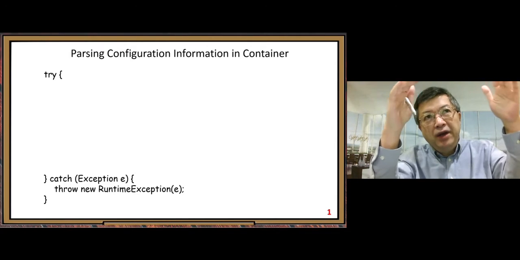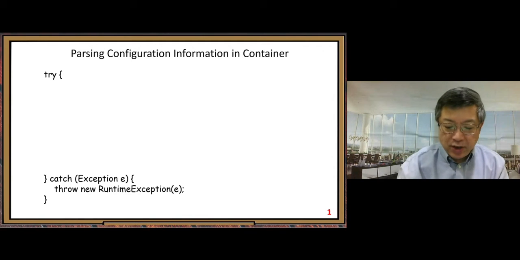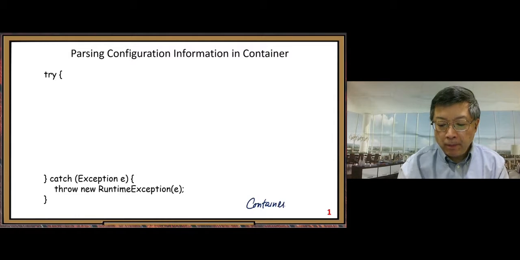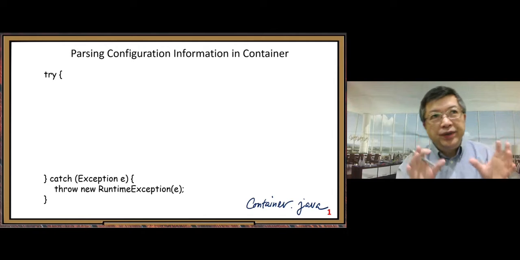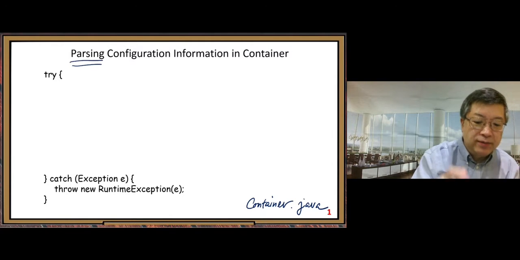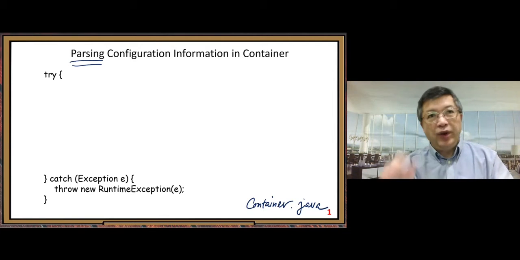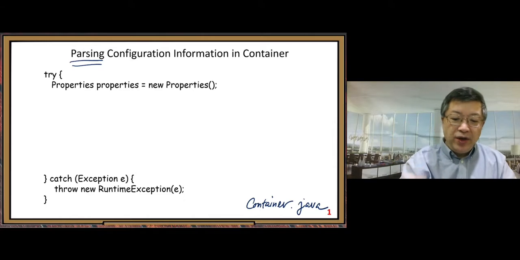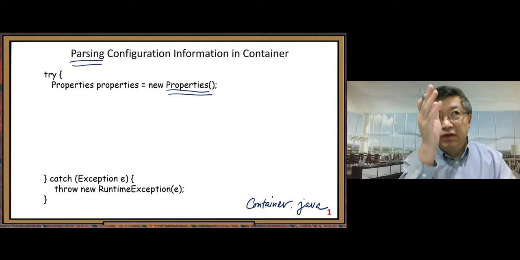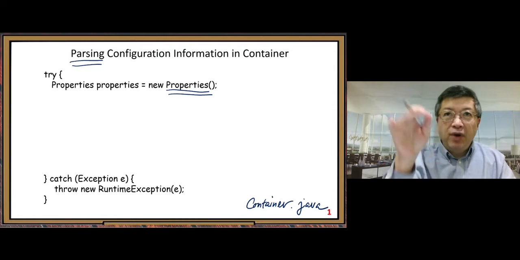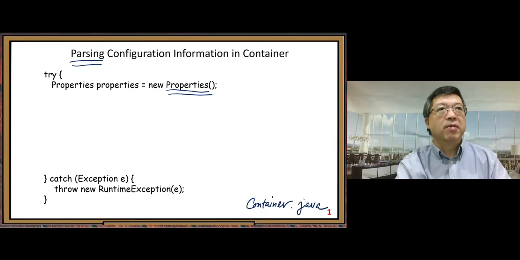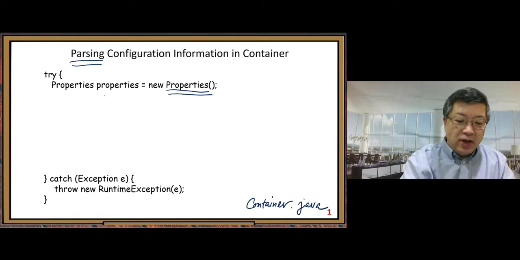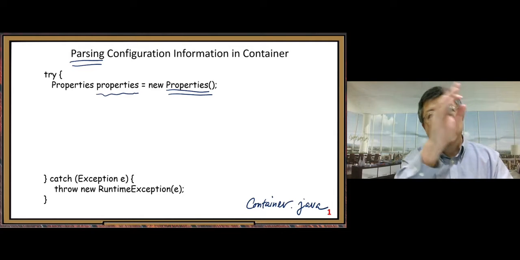Now, in the container.java program, remember in this example we have a container program. In this program, we need to have this parsing part. In this try block, we do the parsing. First, we use the Java Properties class. The Properties class is designed to process the format, the data inside the properties file. There are convenient methods you can use to do the processing. It's very easy. So you get this properties object, which you can use to do the processing.